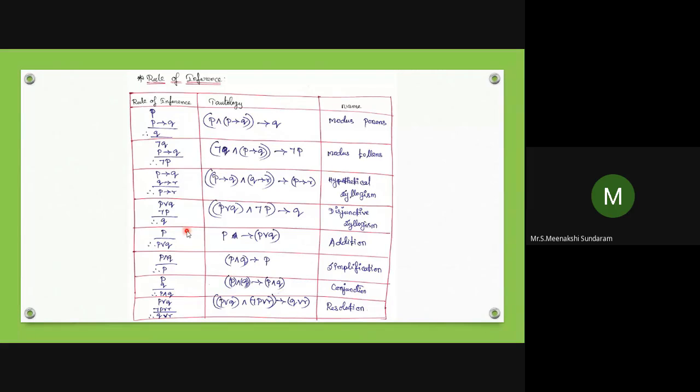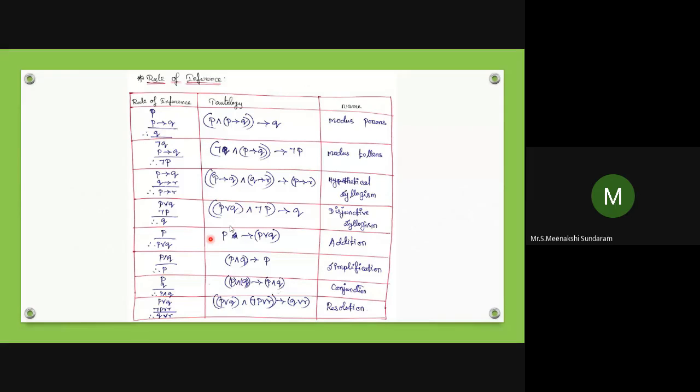Okay. So that was hypothetical syllogism. Next one, disjunctive syllogism. P disjunction Q and negation P, we can write Q. The commutative law you can also apply, no problem. First negation P and then P disjunction Q is also okay, no problem. But this we cannot change. So P disjunction Q and negation P, then we can write Q. Disjunctive syllogism.